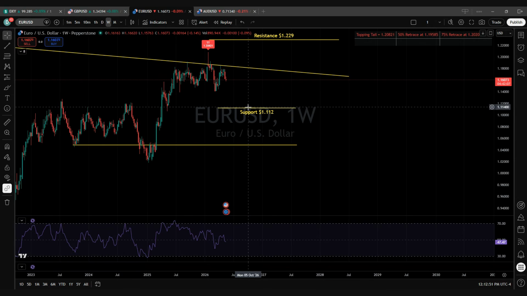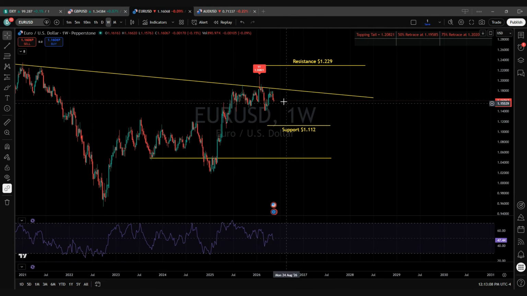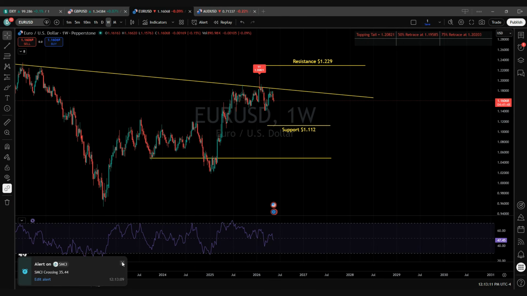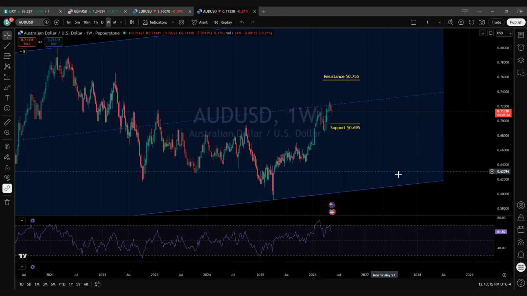Support, though, on the euro is going to be a little bit further down. We will have a little speed bump here at $1.14, but at $1.112, that will be a more solid level of support where we could generate enough support and momentum to then potentially reattack that declining trend line. If for whatever reason we get above this declining trend line before this happens, then next stop is going to be at $1.22. Next up, we've got the Australian dollar versus the US dollar.